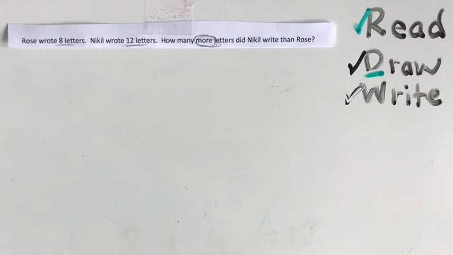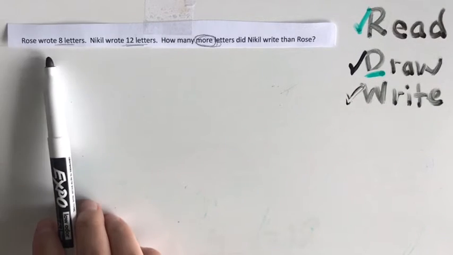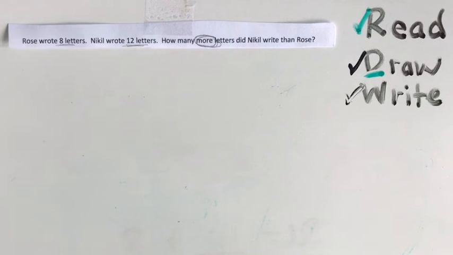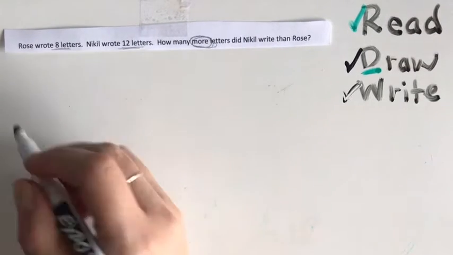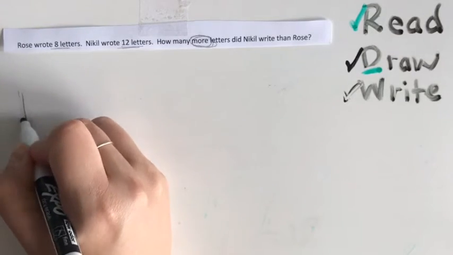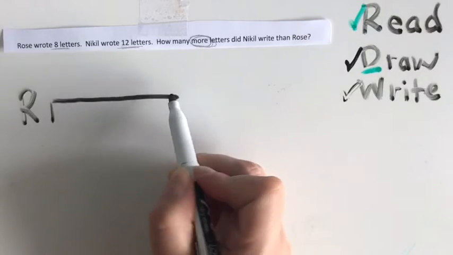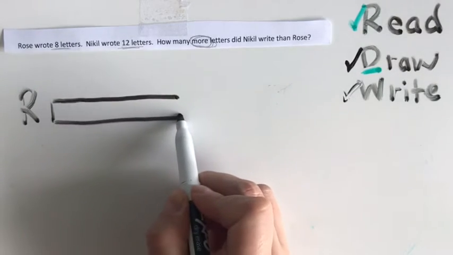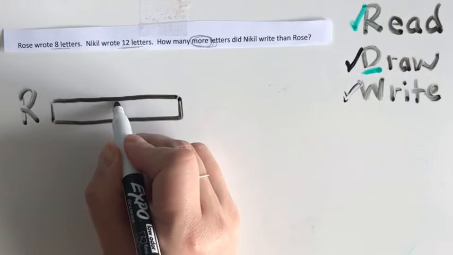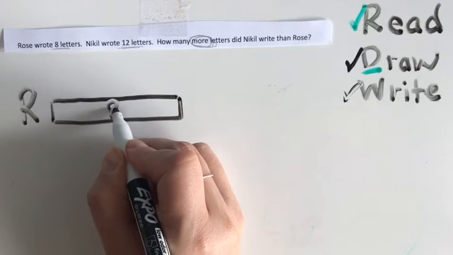So let's get started by drawing what Rose wrote. How many letters did Rose write? She wrote 8. So I'm going to put an R for Rose, and I'm going to create kind of like a tape diagram. I'm going to write the number 8 inside.